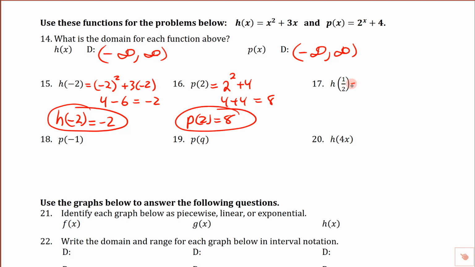And then h of 1/2, a fraction to deal with here. So let's see how this goes. Here's the function h. So wherever there's an x, we're going to put a 1/2. So this is going to be 1/2, and we're going to square that. And then plus 3 times 1/2.